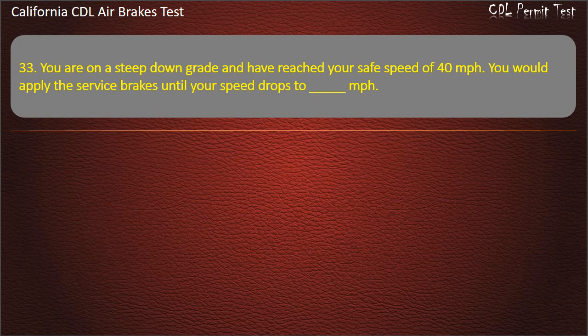Question 33. You are on a steep downgrade and have reached your safe speed of 40 miles per hour. You would apply the service brakes until your speed drops to how many miles per hour? 25, 35, or 30. Answer. 35.